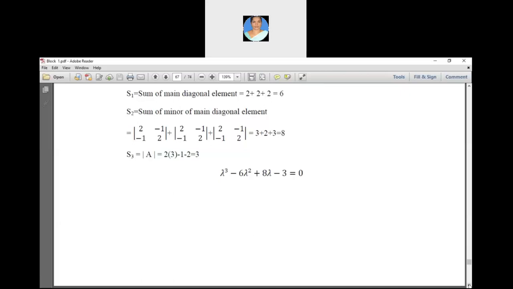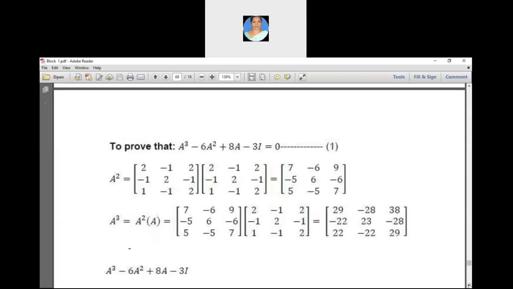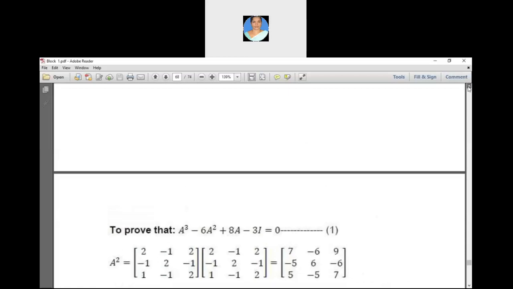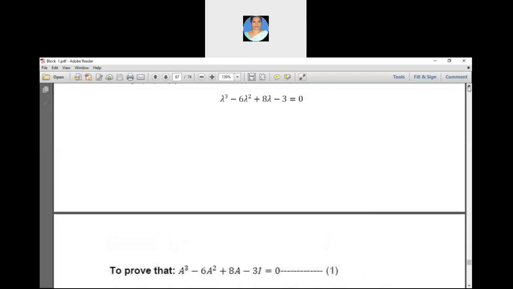Then we frame the Cayley-Hamilton theorem. What is that? Every square matrix satisfies its own characteristic equation. So our characteristic equation is lambda cube minus 6 lambda square plus 8 lambda minus 3 equal to 0. Replacing lambda with A, we write A cube minus 6A square plus 8A minus 3I.